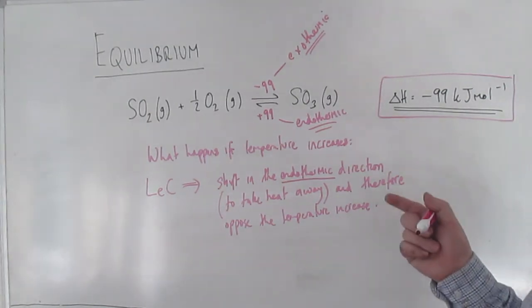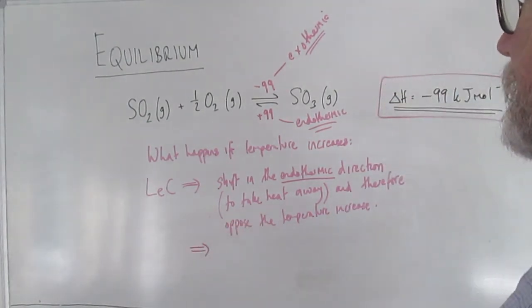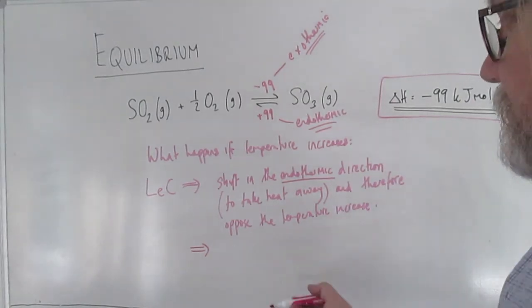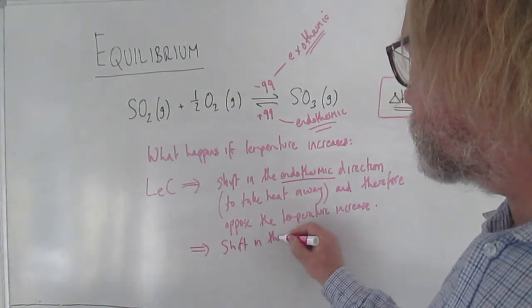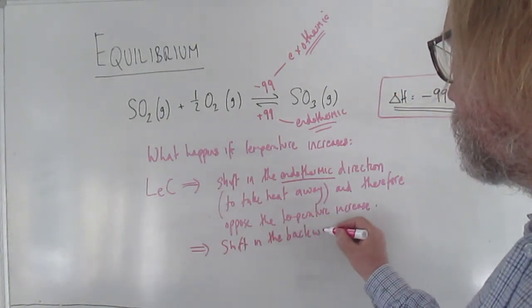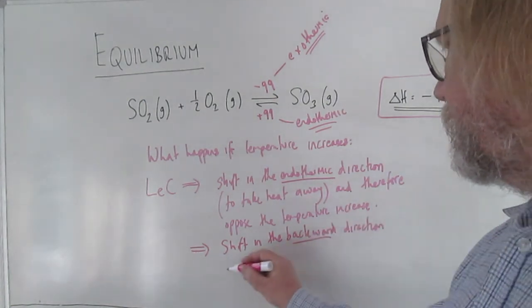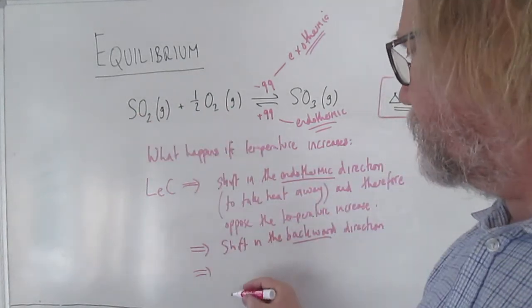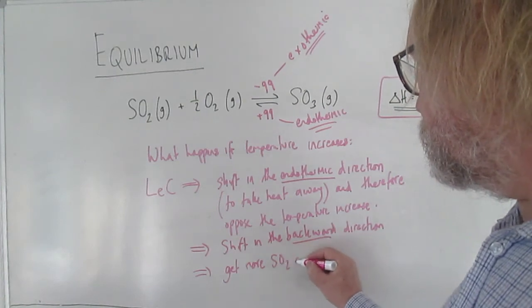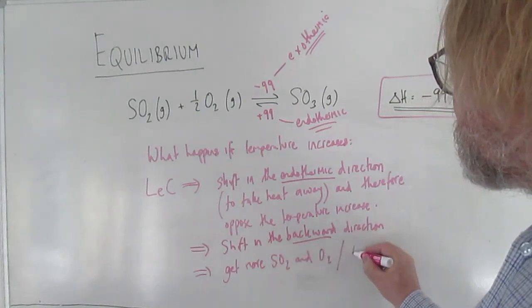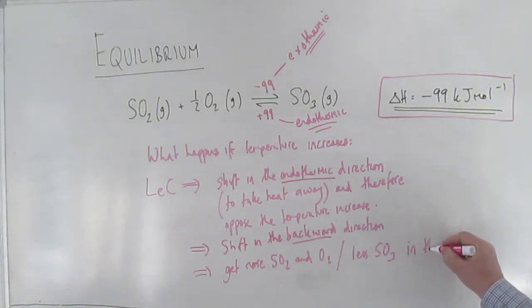And then you have to spell that out. You can't just say, oh, it goes in the endothermic direction. You have to tell people which direction that is. So that means shift in the backward direction. And what does that mean? Well, it means you'll get more SO2 and O2, but less SO3 in the new equilibrium mixture once it settles down again.